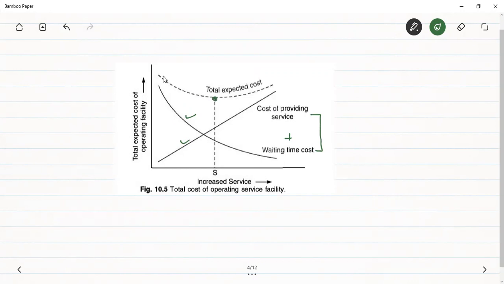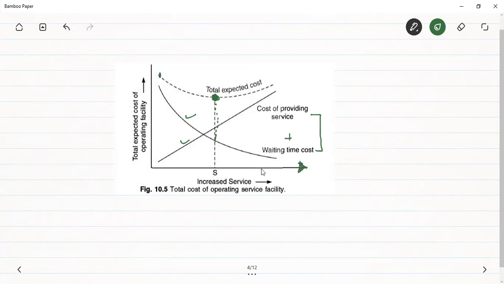Here the cost is high. Now this cost is going to decrease, and after that it is again going to increase. So yahan pe minimum hoga. Obviously we would like to get a minimum cost. So there is an optimum level of service. ये क्या है यहाँ पे? This axis is the service axis.